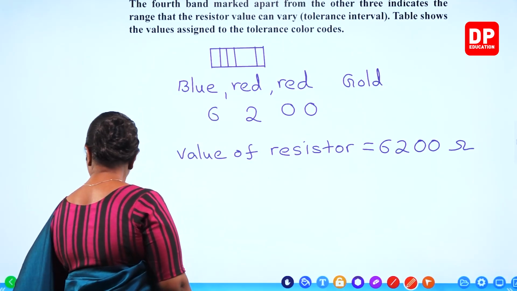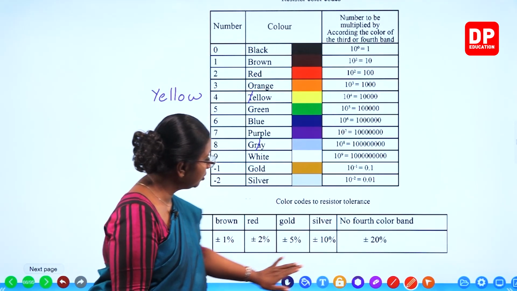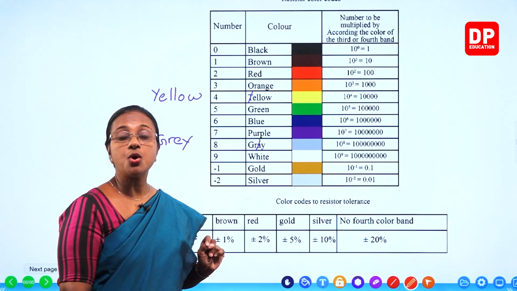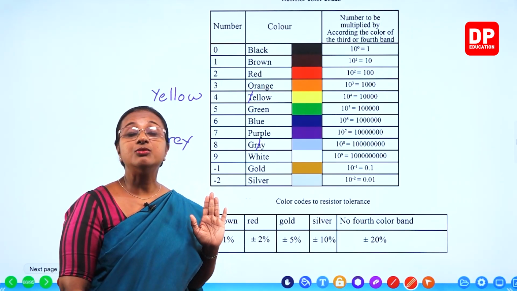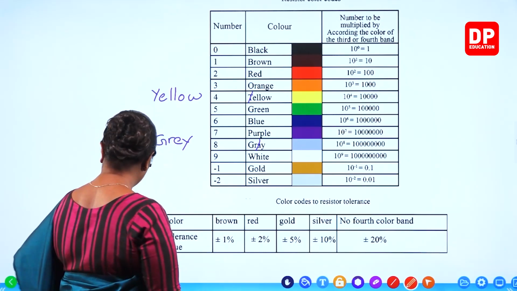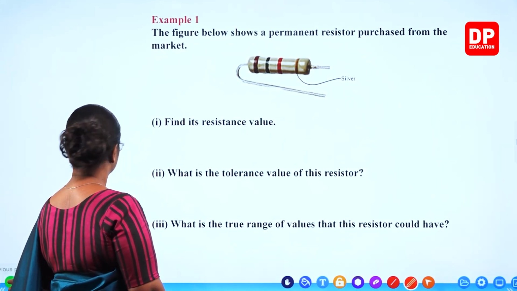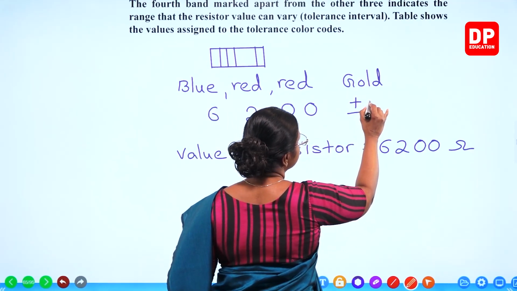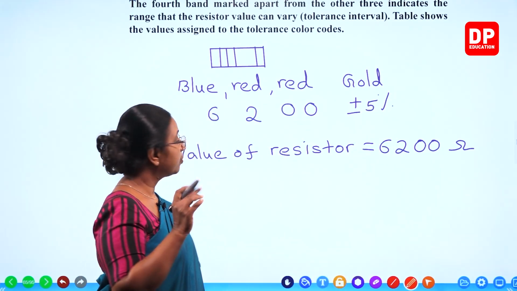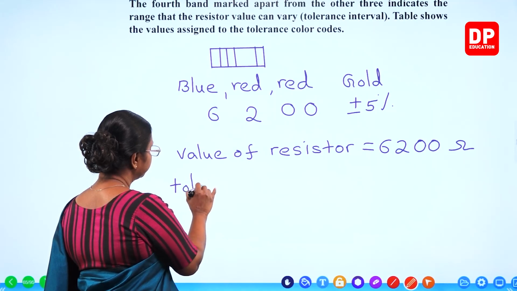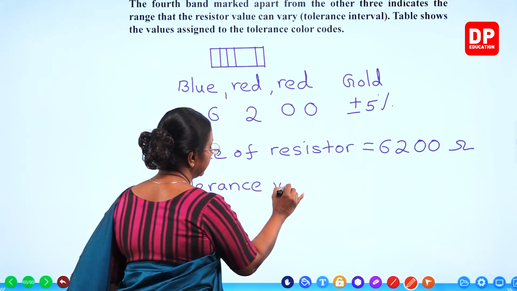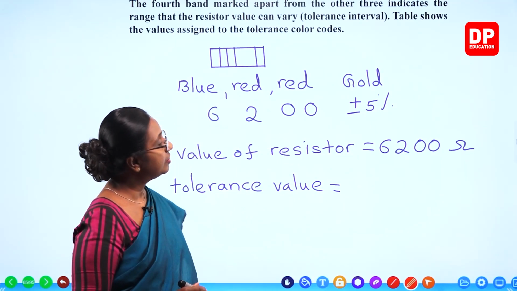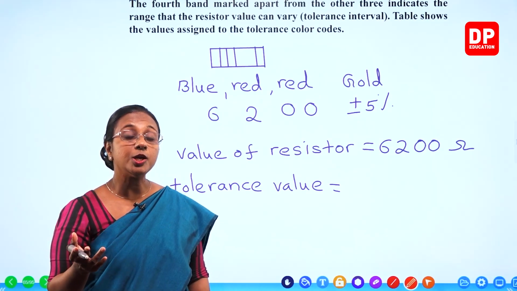We will find the value. For the tolerance interval, you need to use the second table. Second table is 5%, plus or minus 5%. So you need to calculate the tolerance range. This is plus or minus 5%. So how do we calculate the tolerance value? Now you have the value of the resistor. Tolerance value says 5%. What is the meaning of 5%?